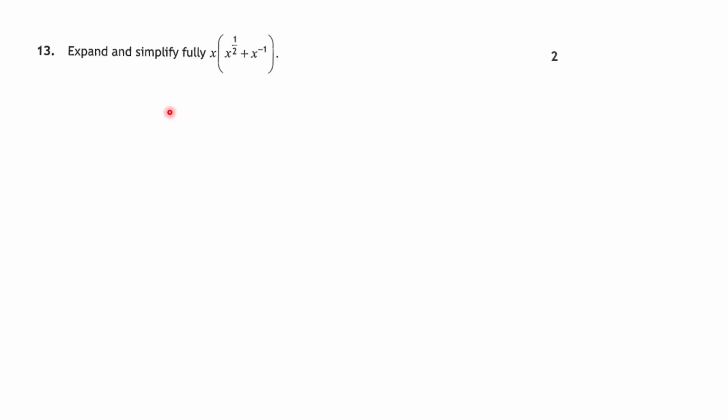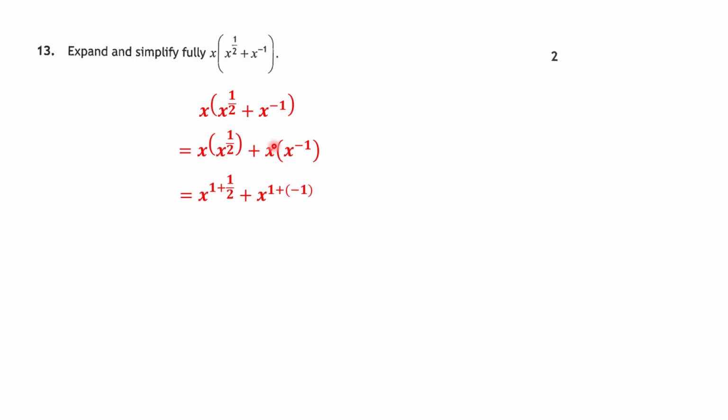Here's question 13. Expand and simplify fully x times (x to the power a half plus x to the power negative 1). So we have to multiply the two terms in the bracket by x. What we get is x times x to the power a half plus x times x to the power minus 1. Now we've got the same base. When we multiply numbers that have got the same base, then we just add the indices. So we're going to have x to the power 1 plus a half, and then x to the power 1 plus minus 1.